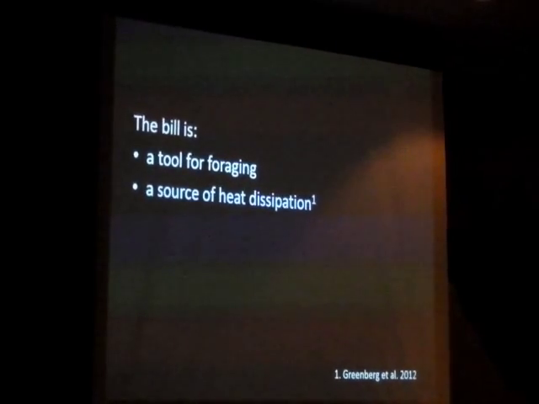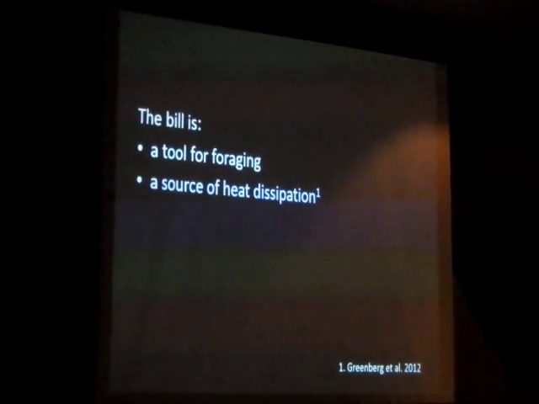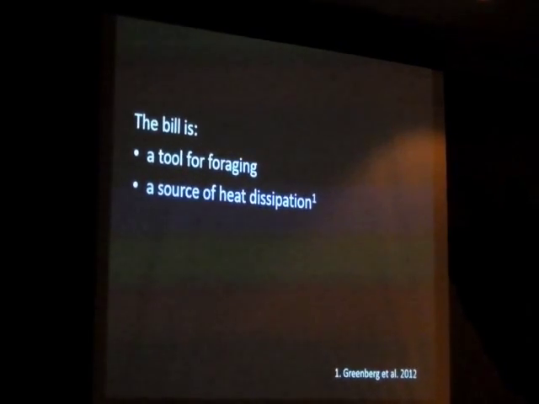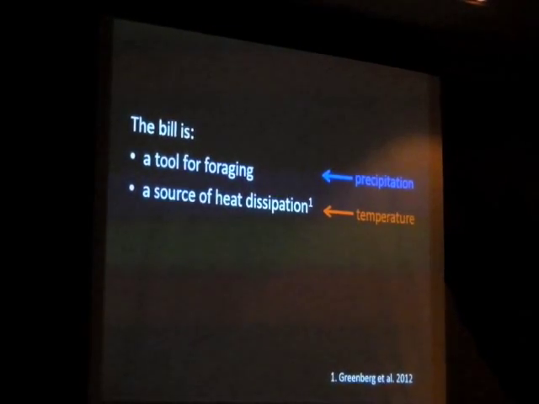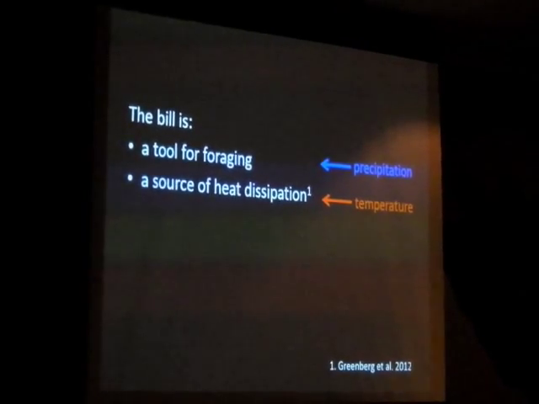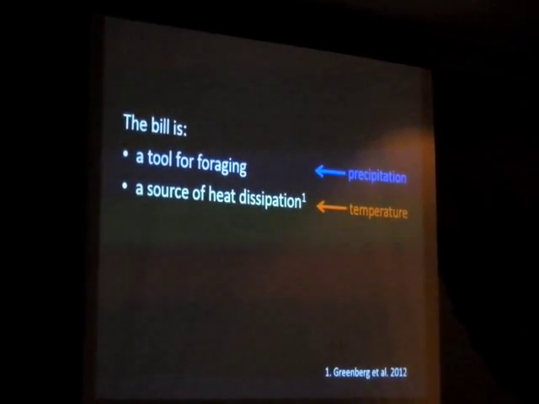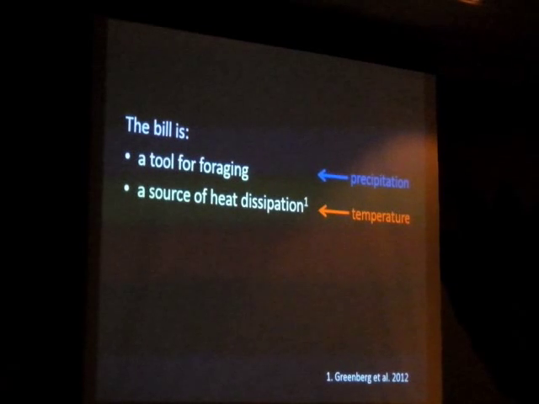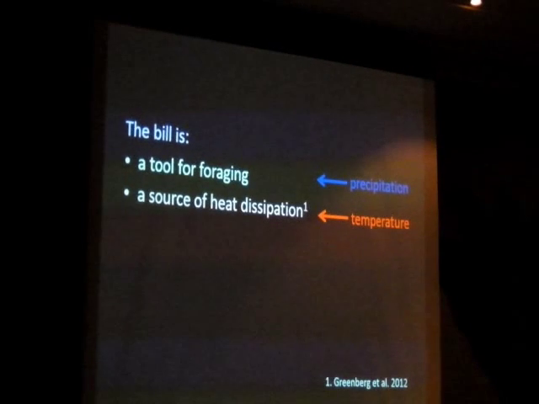But if we're thinking about traits responding to the environment, the two main axes of environmental variation are usually precipitation and temperature. And if we want to match those up to the bill, this works out really nicely. Because we would predict that precipitation will primarily affect the food resources of birds. Precipitation is going to affect seeds, it's going to affect arthropods, and so we would expect precipitation to primarily affect the bill through its function as a tool for foraging. Meanwhile, we expect temperature to affect the bill through its function as a source of heat loss. So again, in cold climates, you want to keep your heat, in warm climates, you might want to dissipate heat.